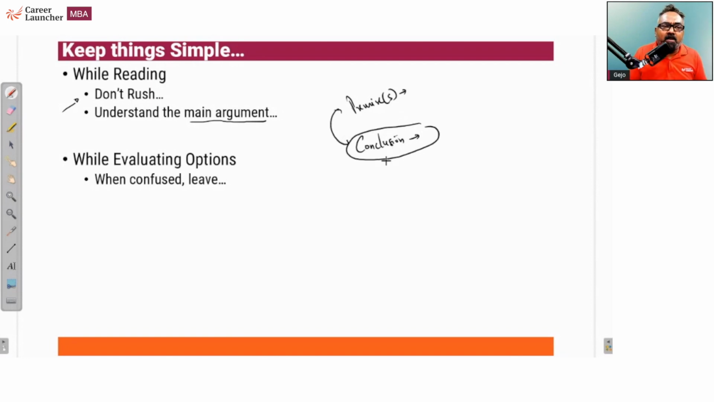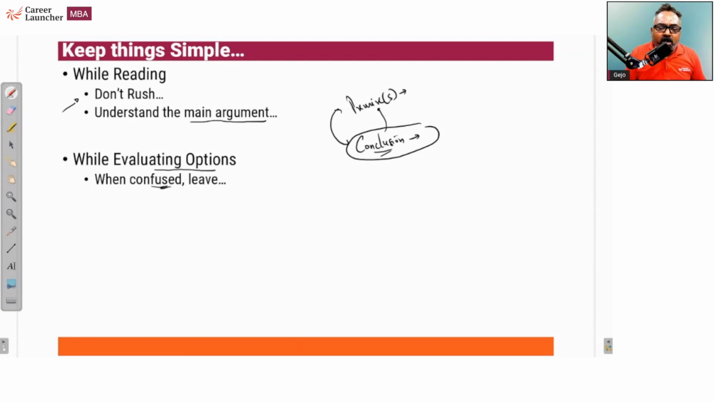What is the author's opinion? All these pieces will be opinion based. You cannot ask a logical reasoning question on a fact-based piece. Where is the argument there? If someone were to ask what strengthens, what weakens, what is the assumption, what inference you can draw, it has to be an opinion piece. The author has a strong opinion, and the author is basing that opinion on a certain set of reasons, evidences or premises. Don't rush. Understand the main argument. While evaluating options, when you get confused, you leave it, move to the next question, and come back if you have time.